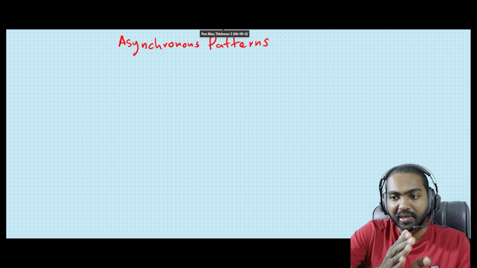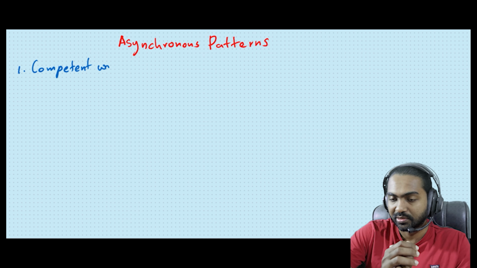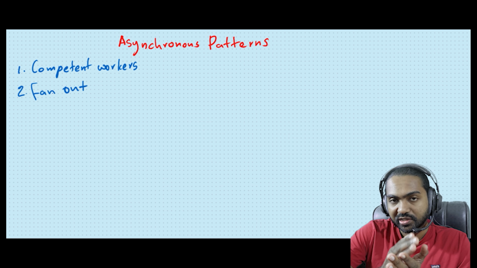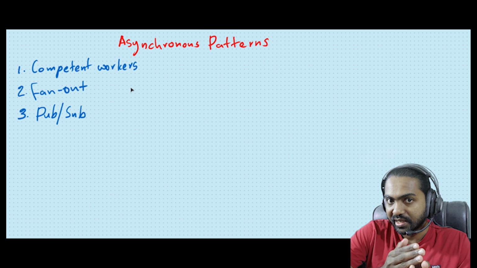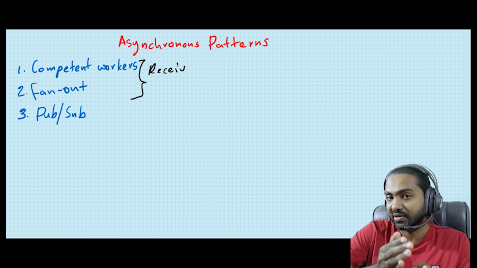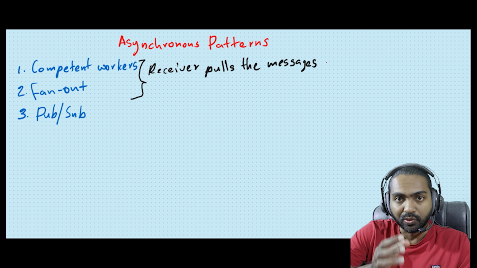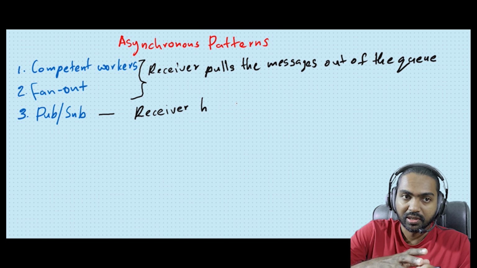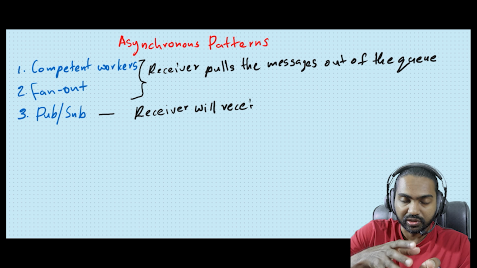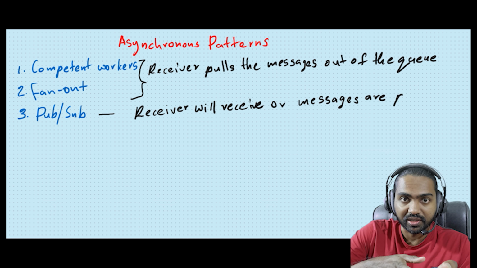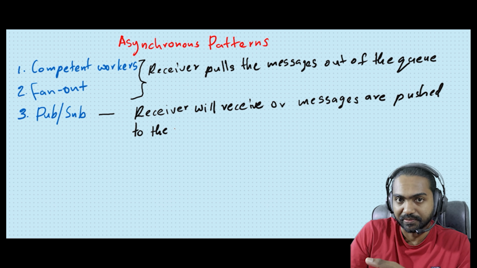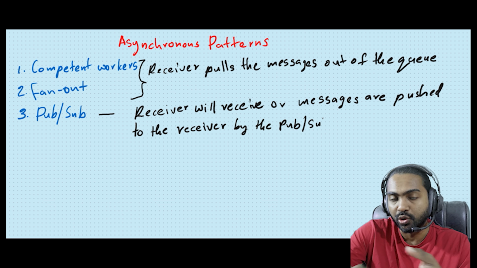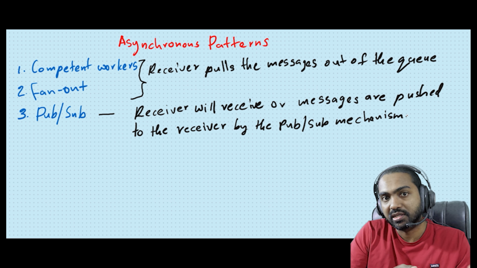Okay, let's discuss the queuing patterns and the pub-sub pattern that are used in asynchronous communication. One common difference between the queuing patterns and the pub-sub pattern is that in the queuing patterns, the message receiver pulls the message out of the queue. On the other hand, in pub-sub, the message receiver receives the message from the pub-sub mechanism. It is not a message pull from the receiver's side. The pub-sub mechanism will push the message into the receiver.